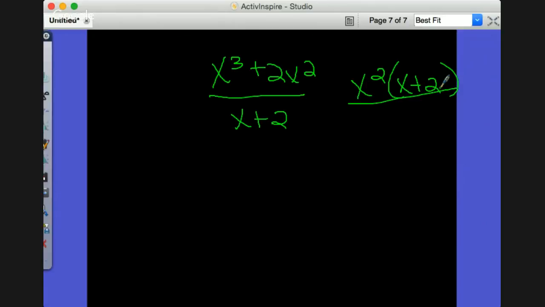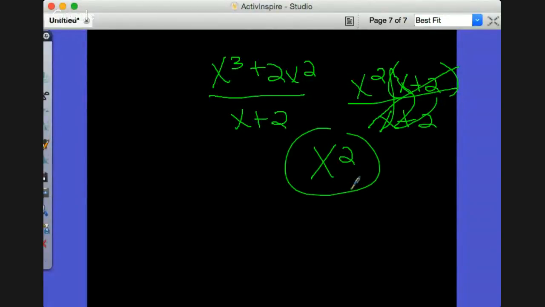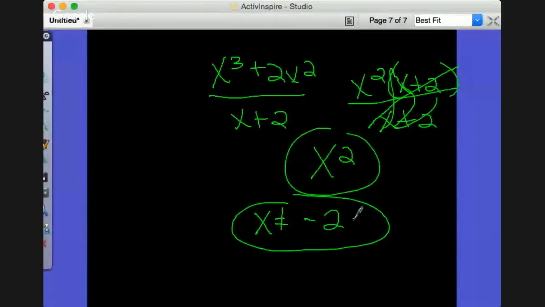All right, here we go. Help me out. X plus 2. Good. X plus 2 is going like a freight train. And now I'm left with x squared as my answer. Am I done? No. X cannot equal negative 2. Good. Remember restrictions. In this case x is not equal to what? Negative 2. Very good. We leave that as is.